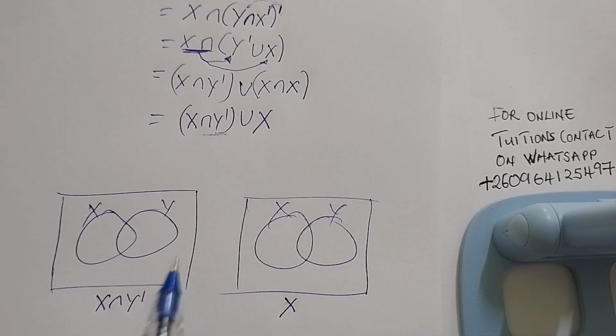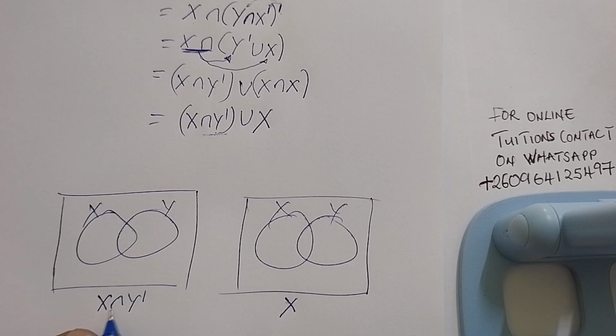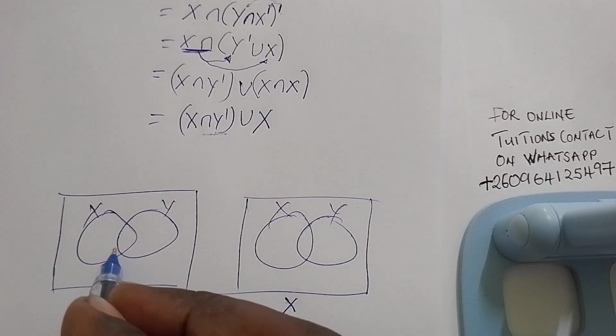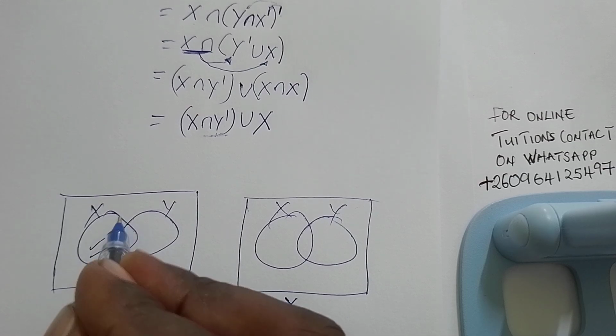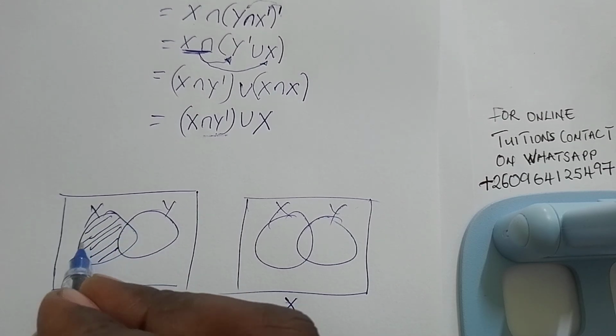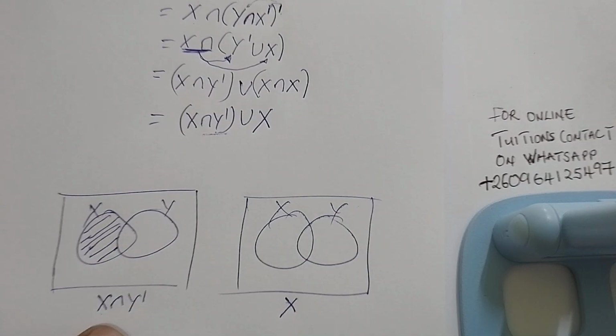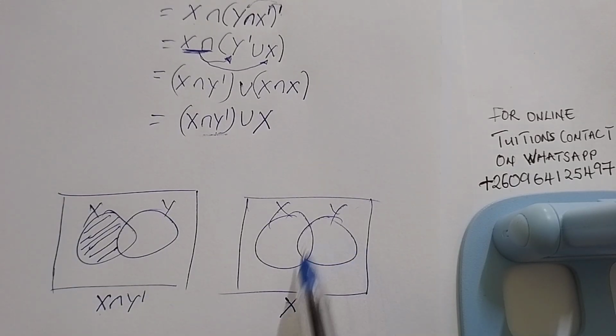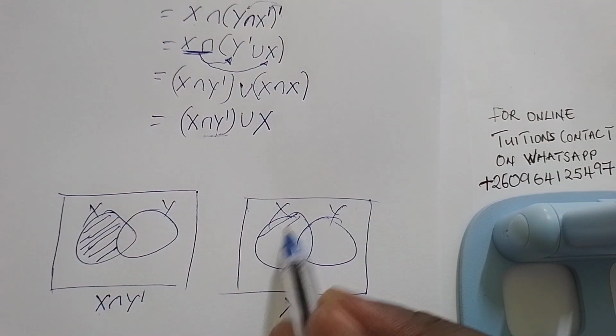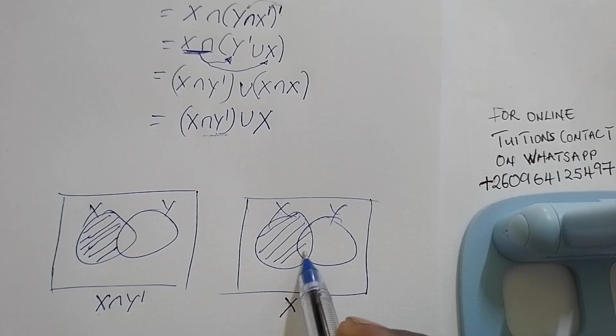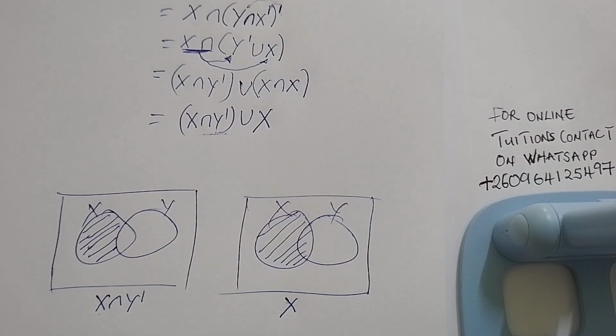So if we do that, x intersection y complement: y complement is everything outside y, but it should also be in x. So x intersection y complement will be this part here. And for this one, if we want to shade x, we just shade everything in x. That is the way you show this information in the Venn diagram.